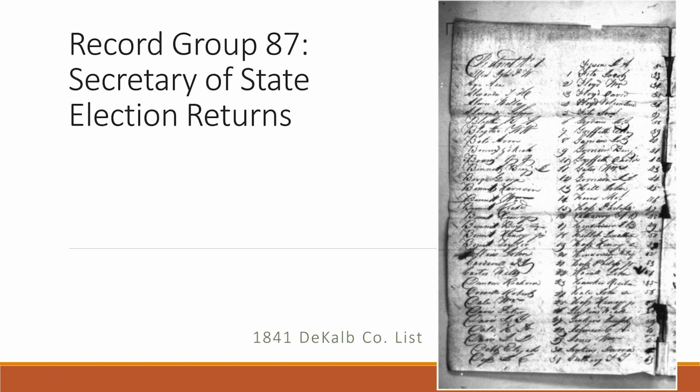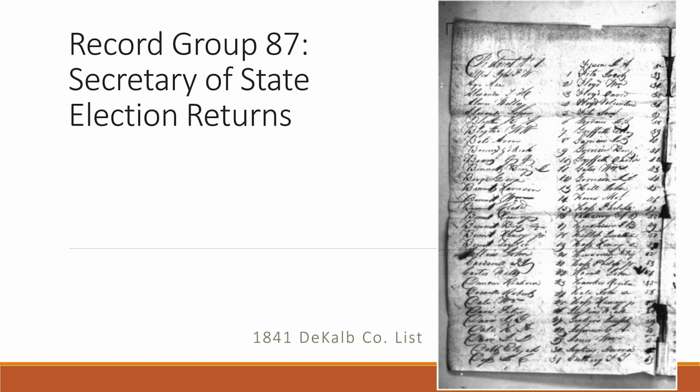This is 1841. And so if you're researching DeKalb County, this is not something you're going to see at the county level. It's here. It's on microfilm. You just have to go downstairs. And just in this 1841 voters list, there are 70 counties listed in just that one state census.